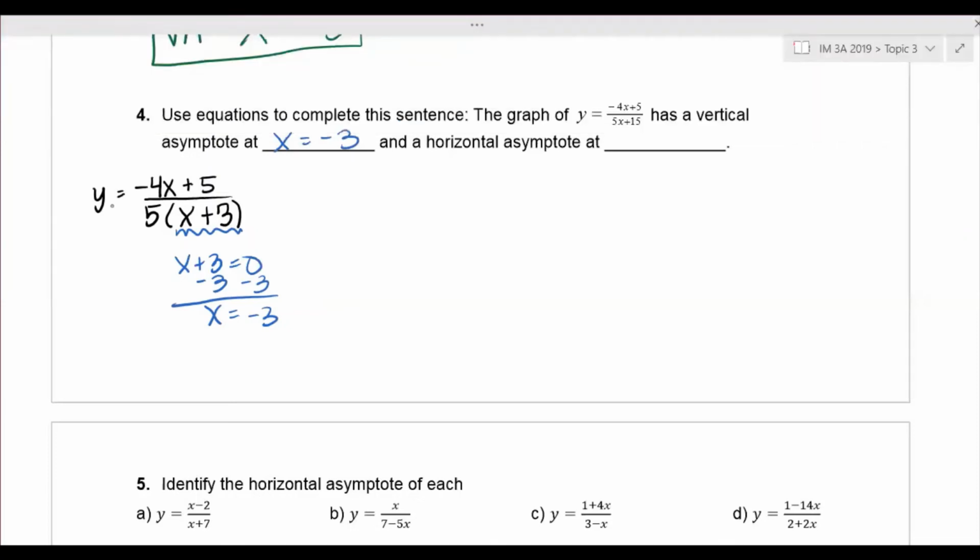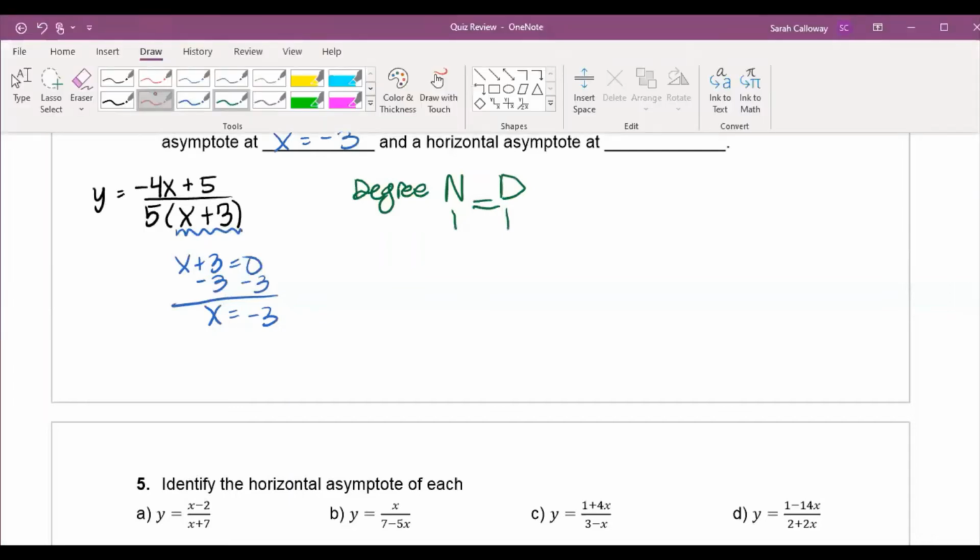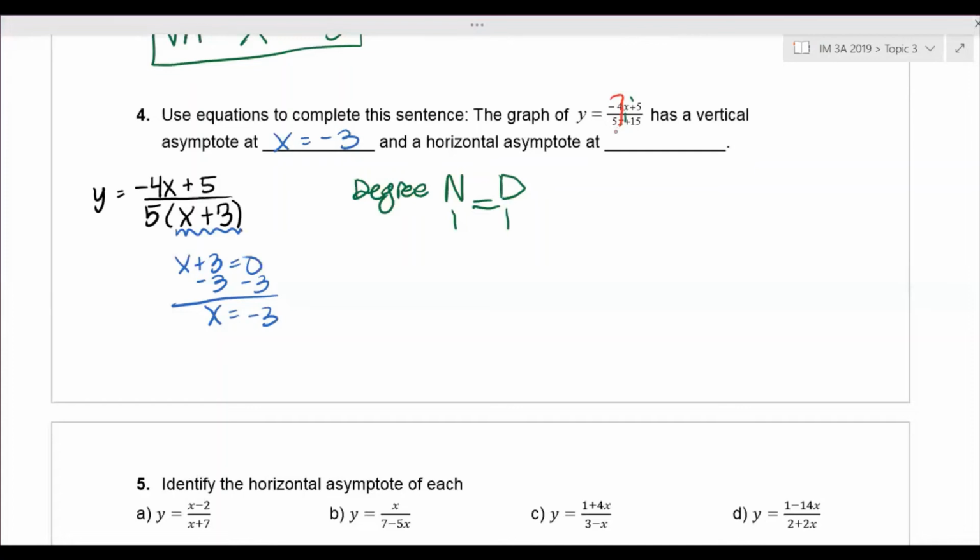For the horizontal asymptote, remember that we're comparing the degree of the numerator to the degree of the denominator. So looking at our original expression, the highest power in our numerator is 1, and the highest power in our denominator is also 1. Because they're equal, that means that the horizontal asymptote is going to occur at the fraction of the leading coefficients. So that means it's going to occur at y equals negative 4/5, because the leading coefficient of the numerator is negative 4, and the leading coefficient of the denominator is 5.